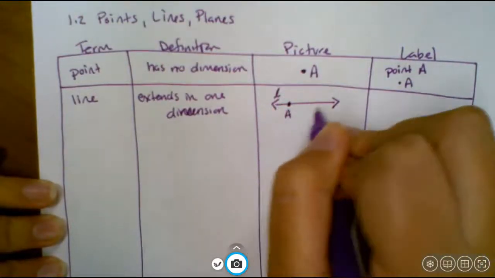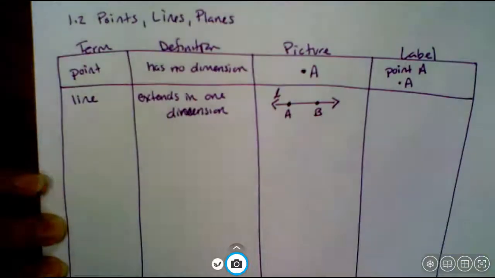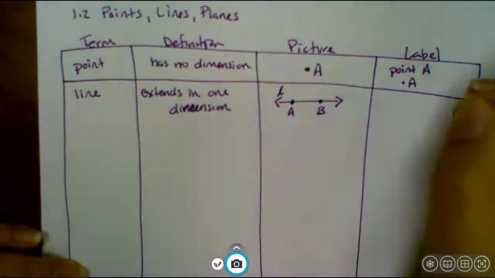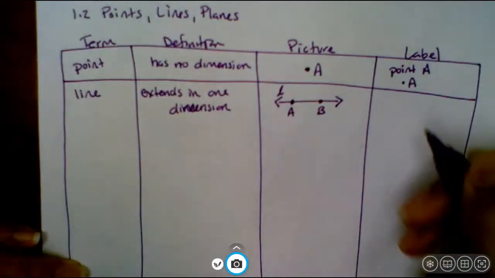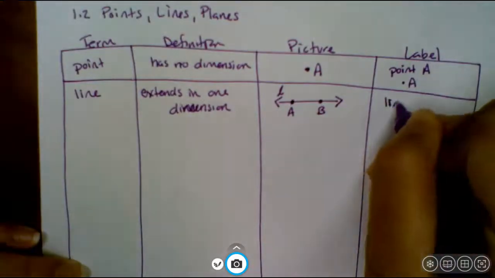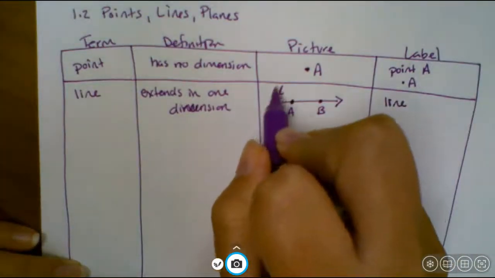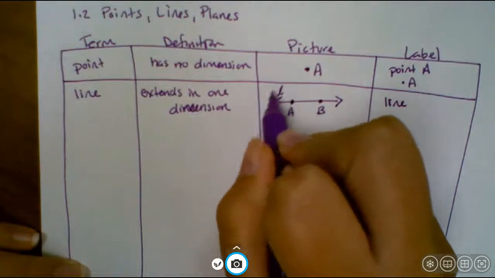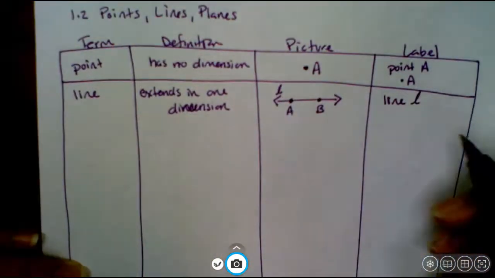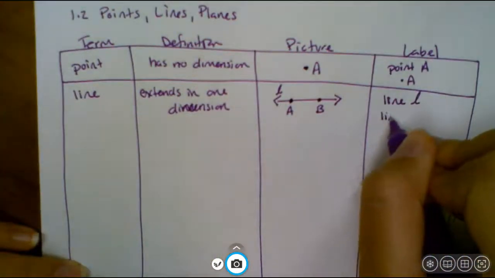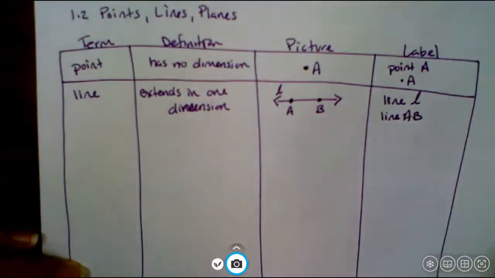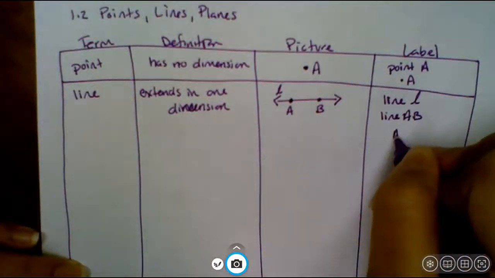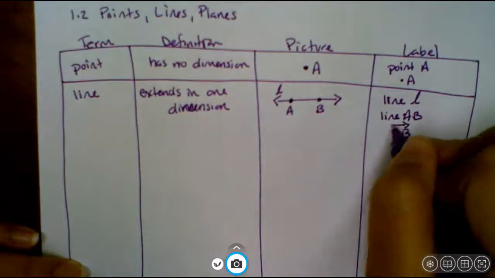Okay, and there's actually a couple different ways to label a line. A line has to contain at least 2 or more points. So I'm going to label 2 points that are on this line. And when I label it, to name a line, you can either say line with the lowercase cursive letter that's near it, or you can say line with 2 points that are on the line, or if you don't want to write out line, you can just put 2 points down and draw a line above it.